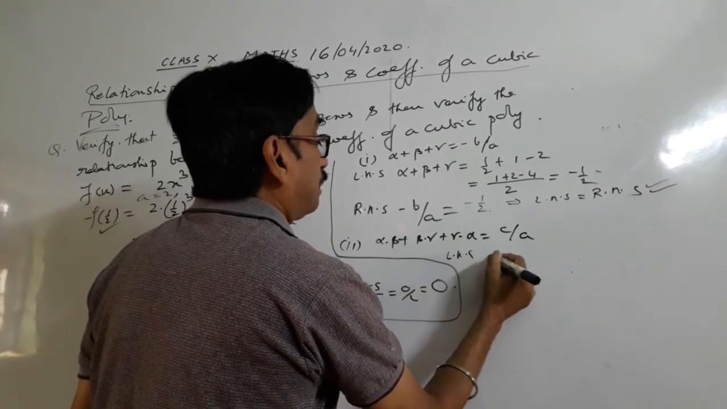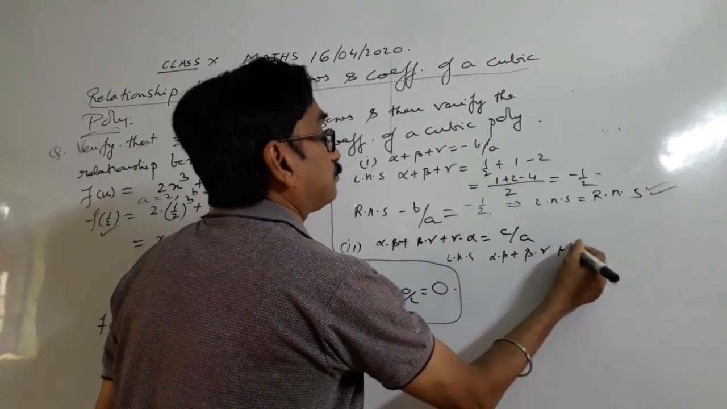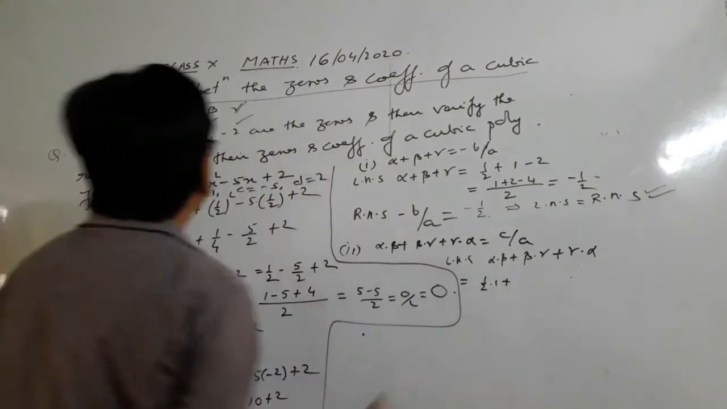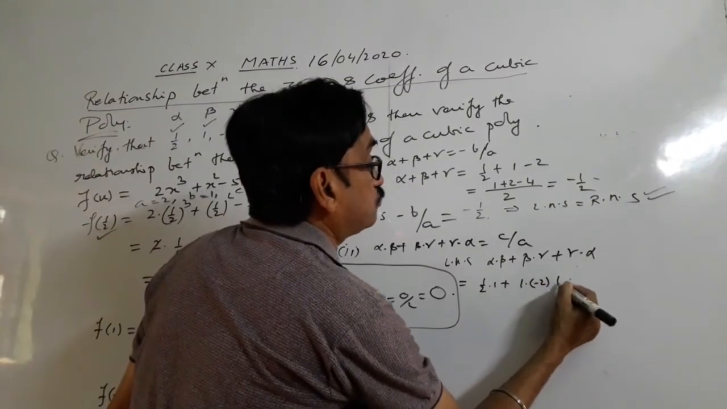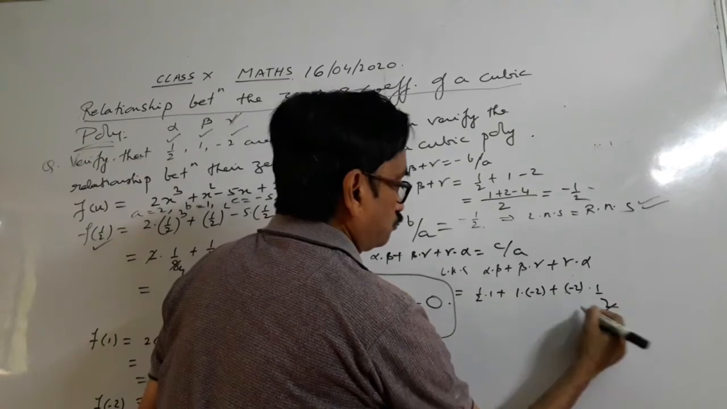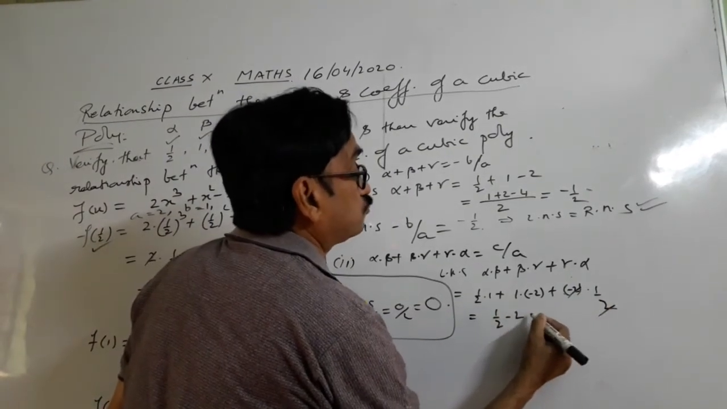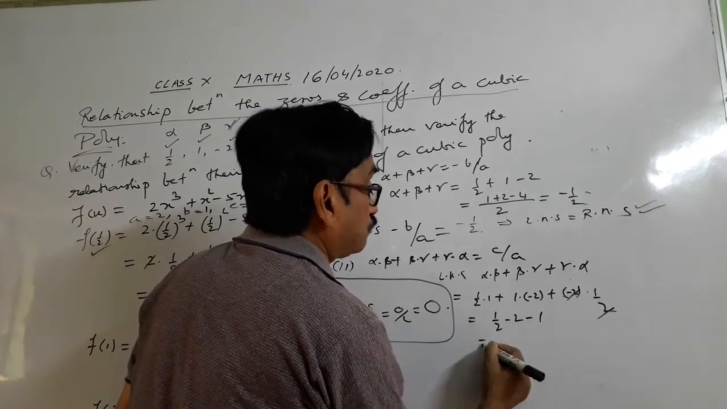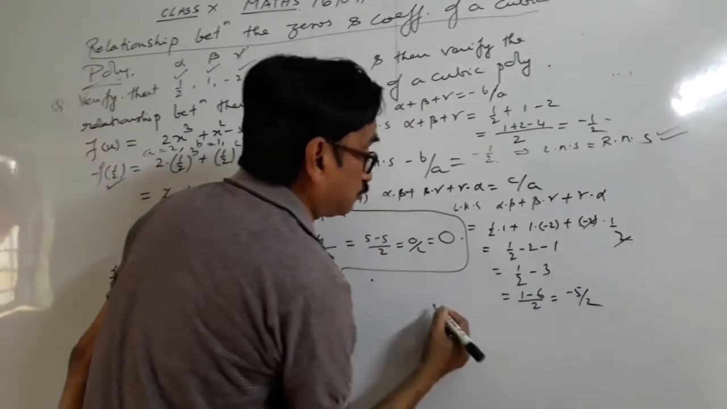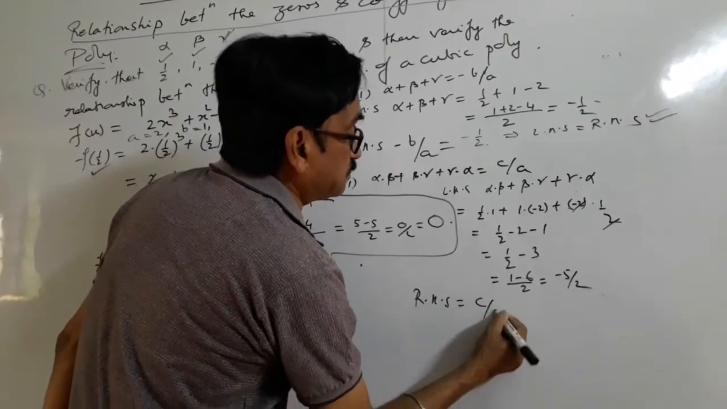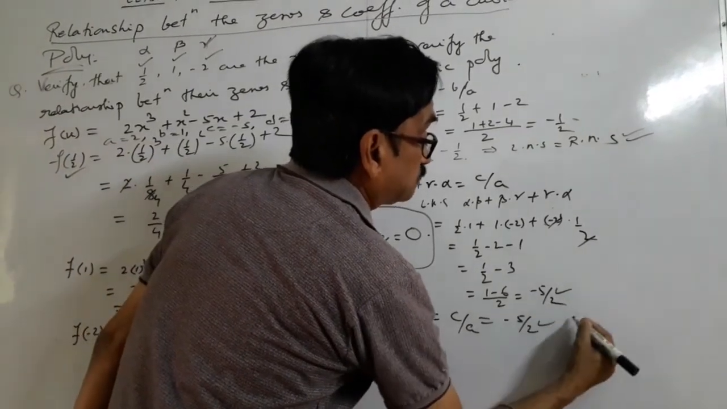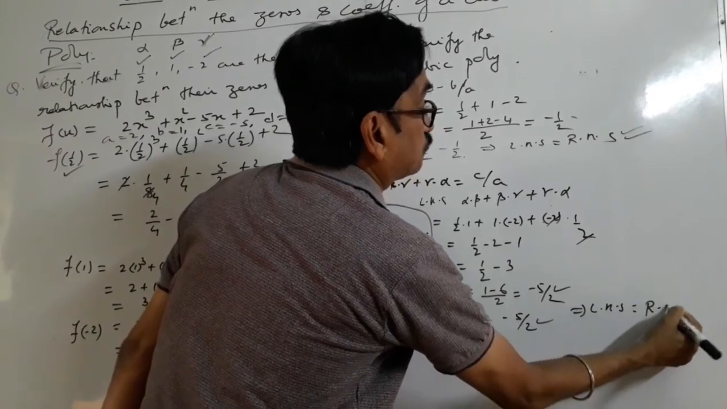So LHS is alpha into beta plus beta into gamma plus gamma into alpha. The value of alpha is 1 by 2 into 1, the value of beta is 1 into gamma which is minus 2, plus gamma minus 2 into alpha which is 1 by 2. So the 2 and 2 cancel. So 1 by 2 minus 2, and it becomes minus 1. So 1 by 2 minus 3, that is 1 minus 6 upon 2, that is minus 5 by 2. RHS is c by a, where c is minus 5 and a is 2, so minus 5 by 2. So this is also correct. So it is verified that LHS is equal to RHS.